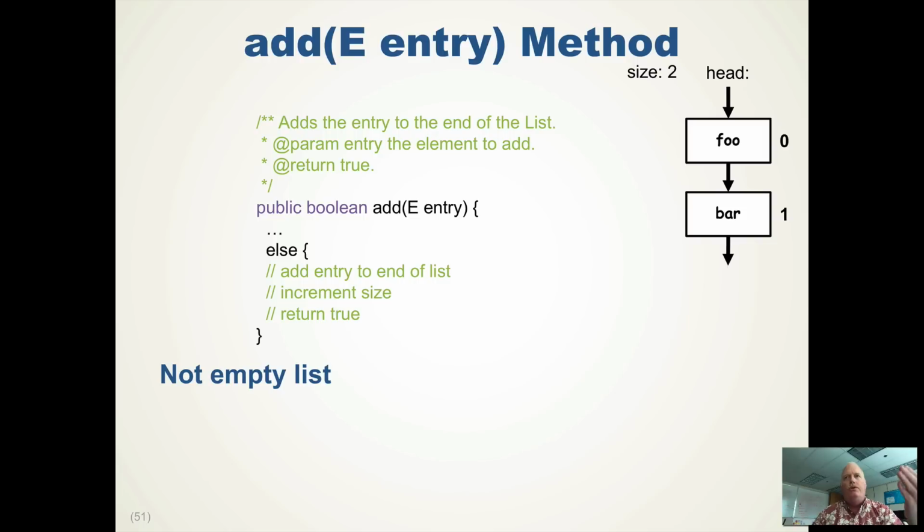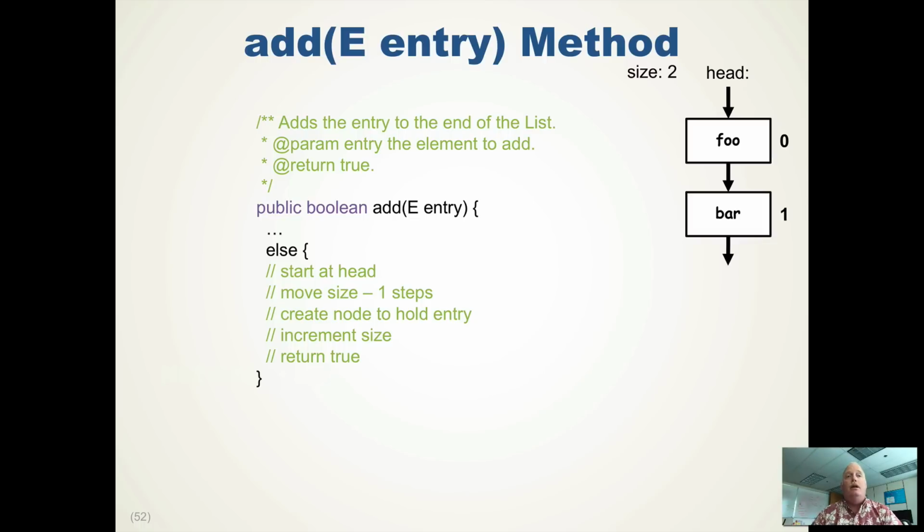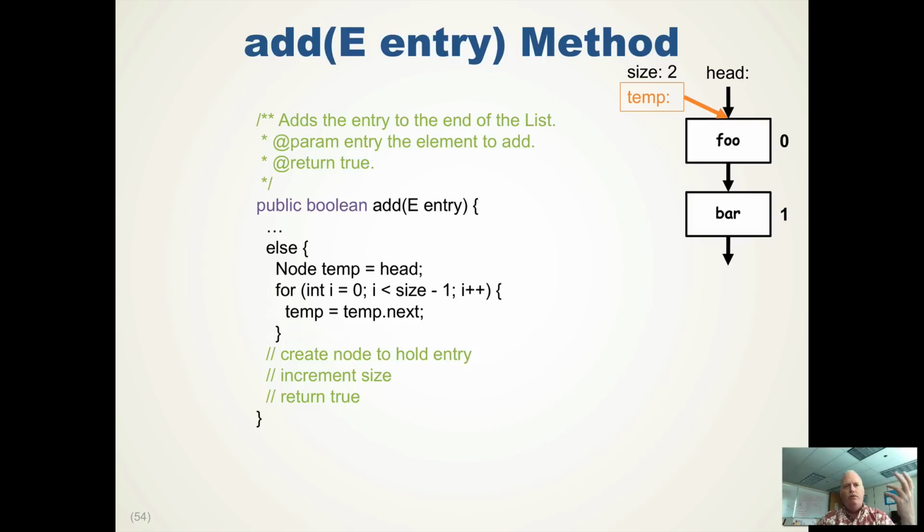So now it's not an empty list, so we want to add to the end of the list. So what do we need to do? We've got to get to the end of the list. So we start at the head and move size -1 times. We want to be pointing to the last item in the list, because we have to update its next pointer. We can't fall off the end and be pointing at null and assign it, so we have to move 1 short of the end. So we start at head with our temp. We move size -1 times so that we'll be pointing at bar in this case.